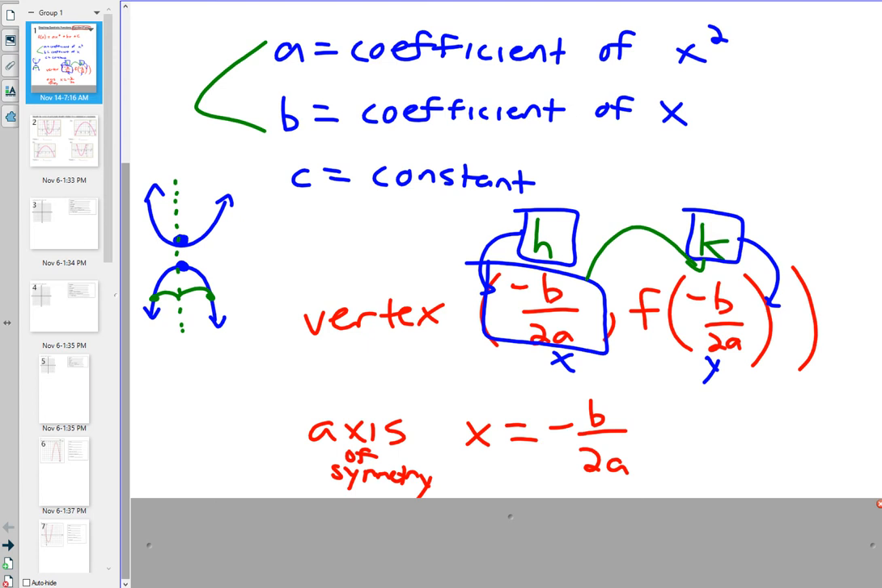What we learned, and hopefully you remember from when we did lines, is that the equation of any vertical line is going to start off with x equals, and then all I need to do is put a number. That number is going to come from here. It's whatever h is. It's the negative b over 2a. That is the equation of the axis of symmetry. That part should be real simple.